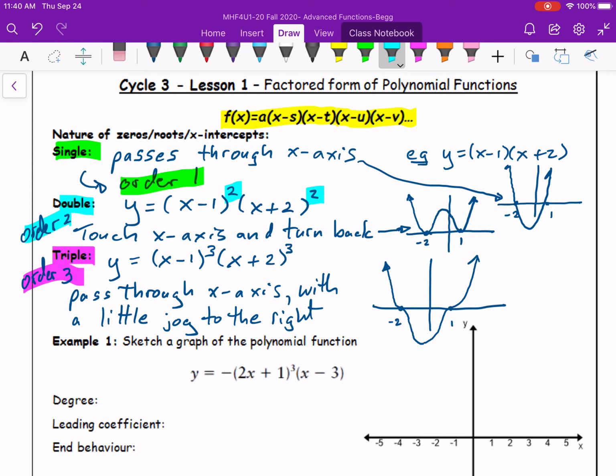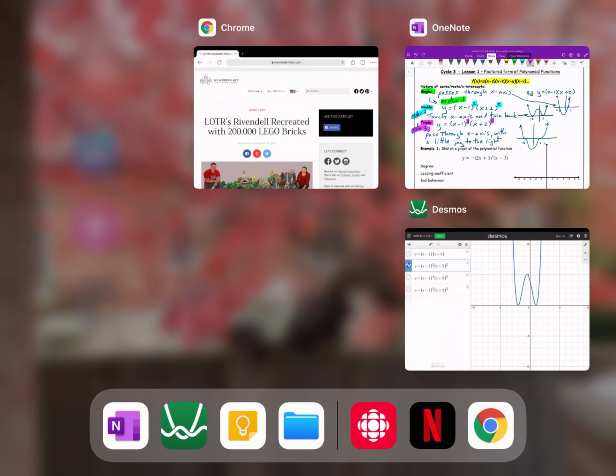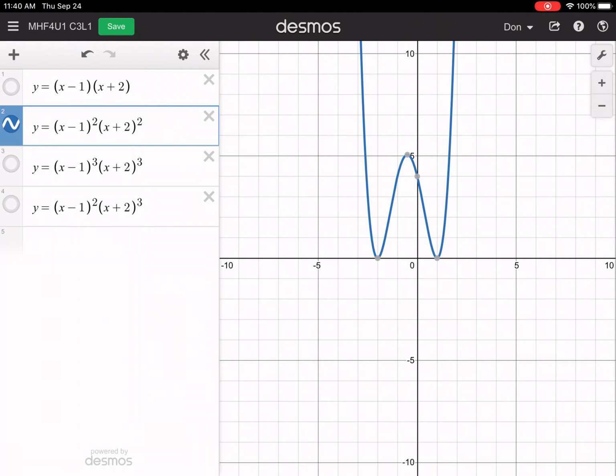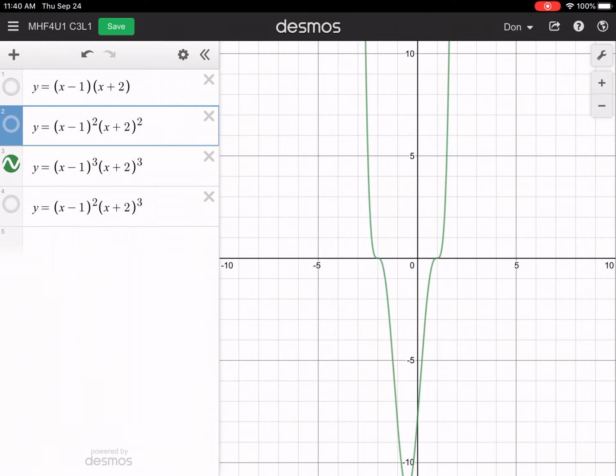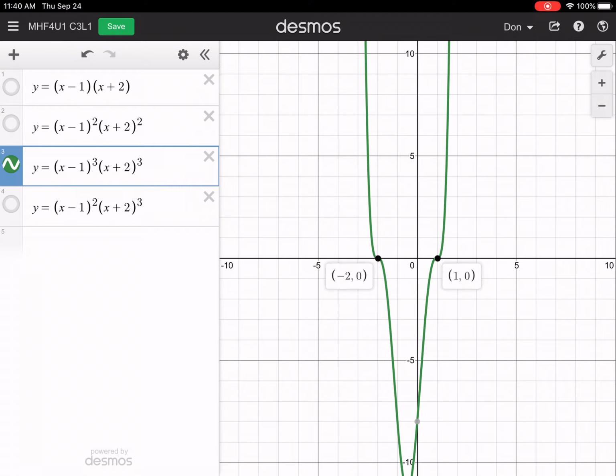And then if we have a triple root, in other words, exponent 3 on a bracket, like the single root, the order 1, it's going to pass through. So anything with an odd exponent is going to pass right through. But notice how it's not a straight passing right through. Again, let's go see it better here. It's passing right through, still has the same zeros, but it's not going straight through.